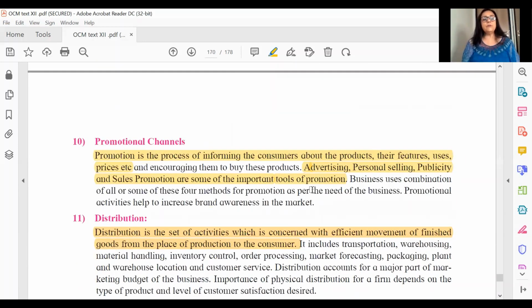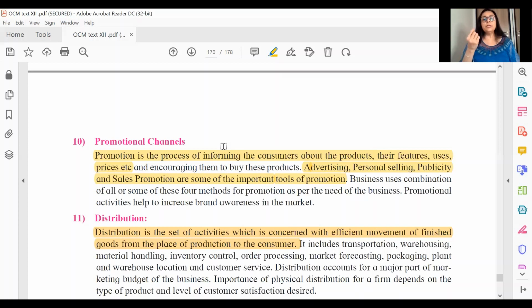We see functions of marketing. Point number 10. We have 2 lines which you can write. What is promotion of a product? Okay, what are promotion channels? So it is a process whereby promotion, meaning basically we're talking about advertising, personal selling in the form of a salesman talking about a product, publicity, sales promotion. So 4 aspects.